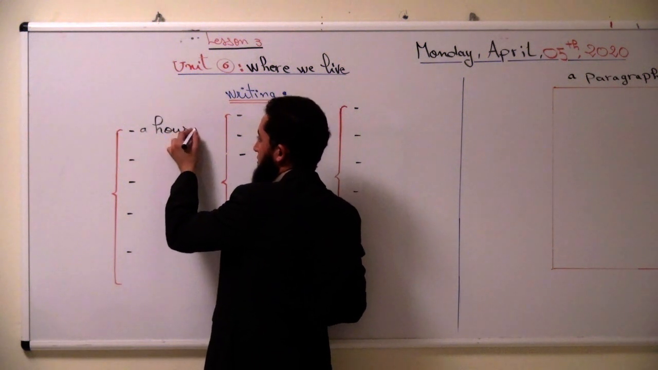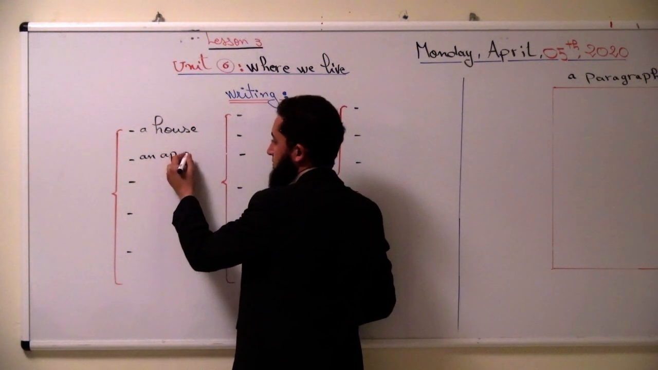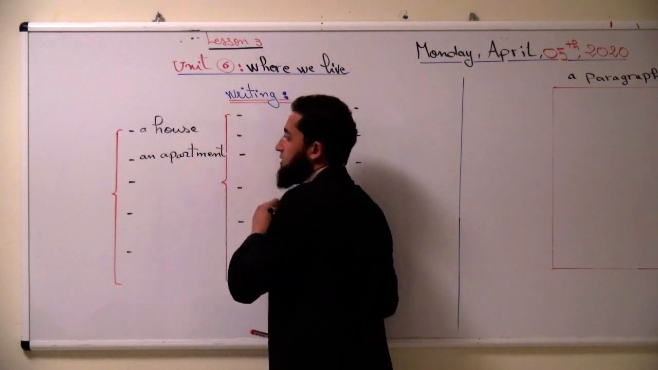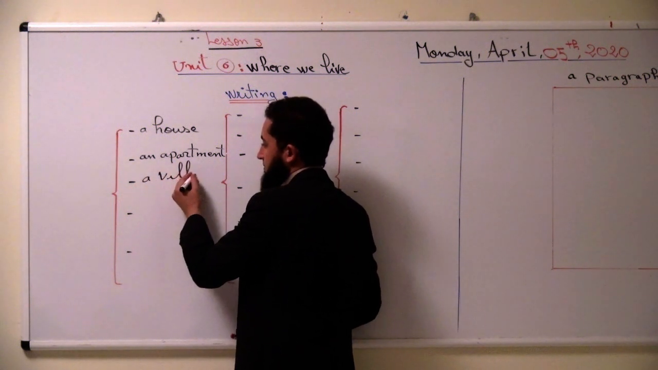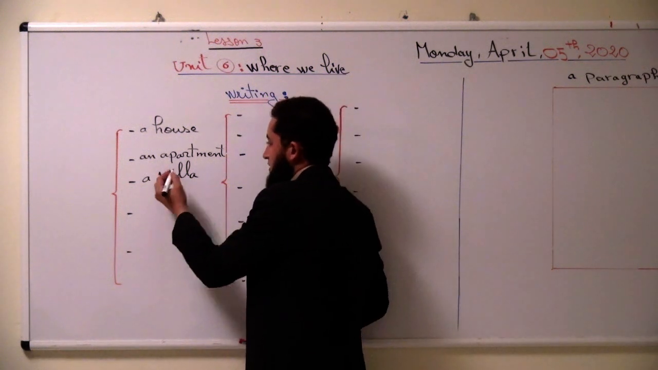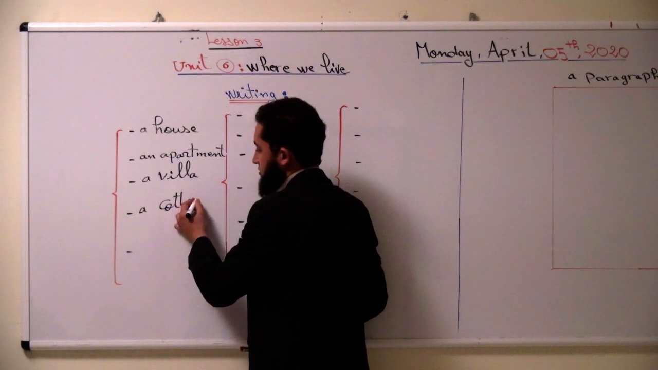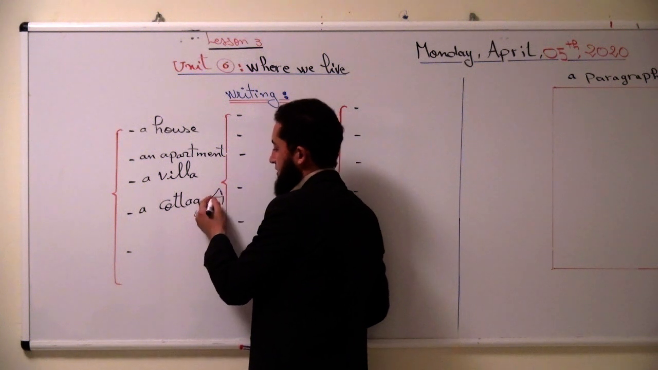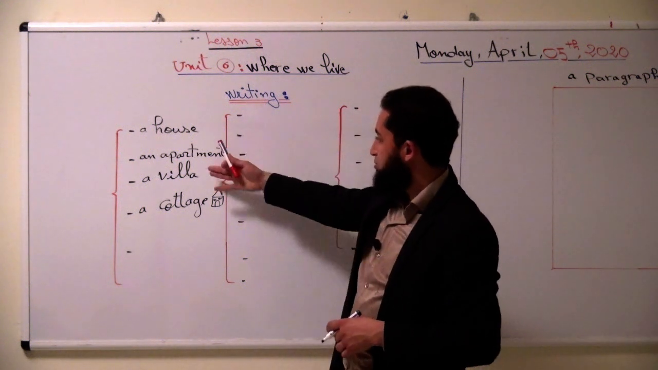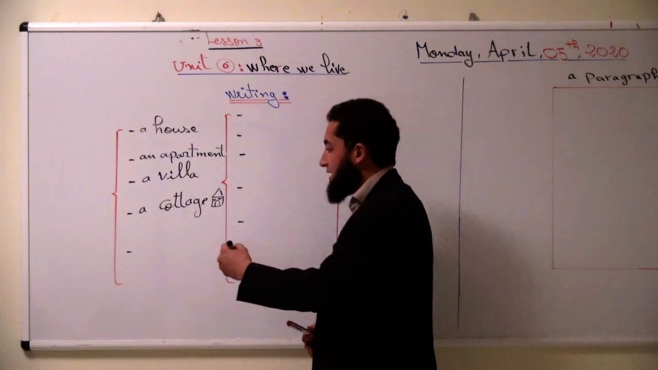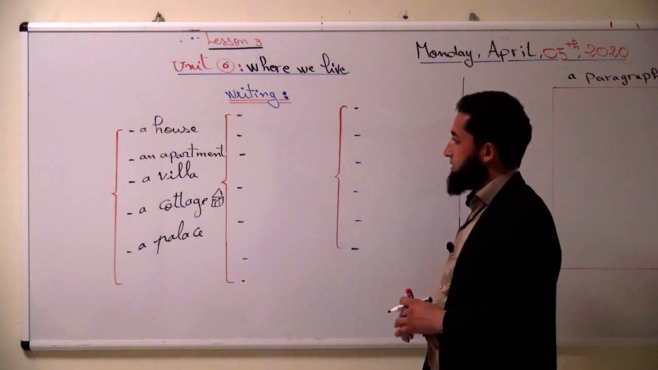a house, or an apartment, a villa, as we have seen last time. It can also be a cottage. You know, cottage, a small house like this one. So we have a house, apartment, villa, a cottage. It can be a palace as well. Palace, big building. Nice.